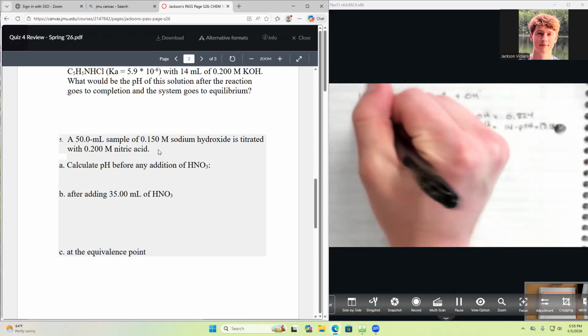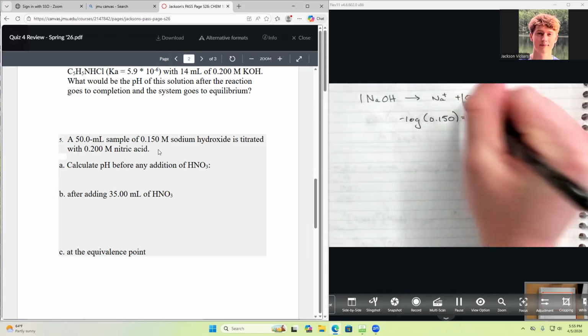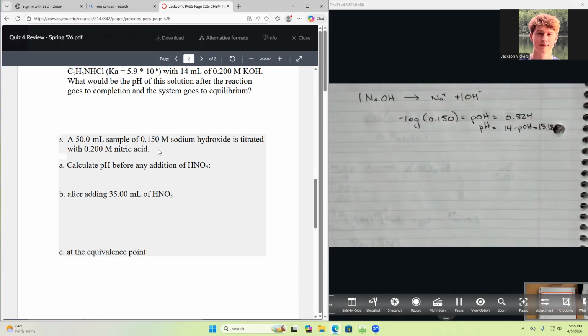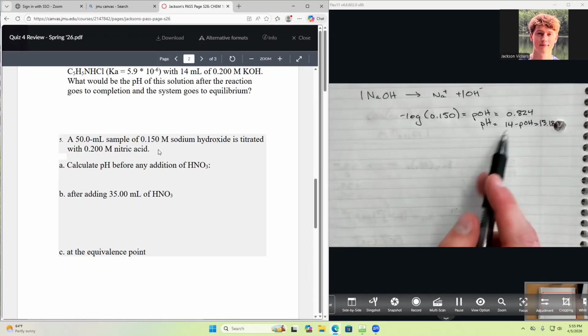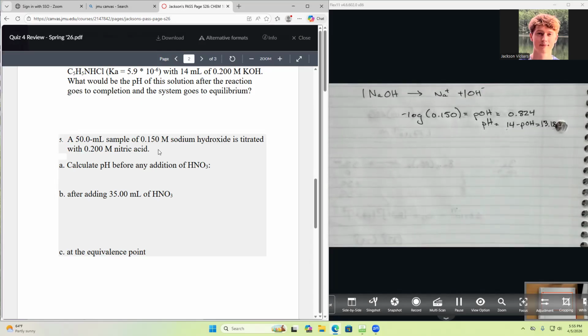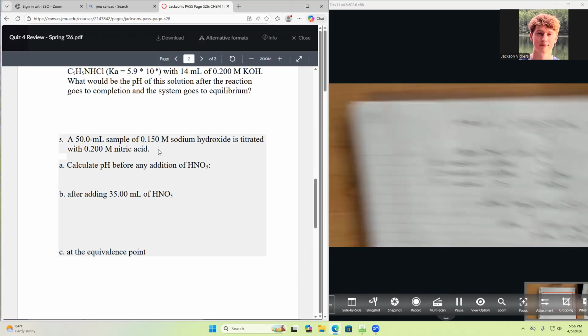And it does. So for every 1 sodium hydroxide, we're making 1 mole of hydroxide. And so all we have to do is do negative log of the molarity, and we get pOH, and then 14 minus that, and I got 13.18. So not too bad. But now do it after we've added a little bit of nitric acid.